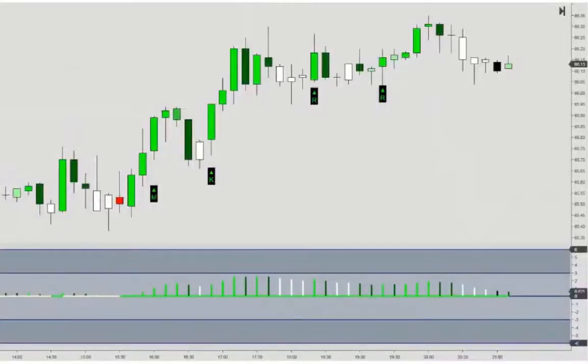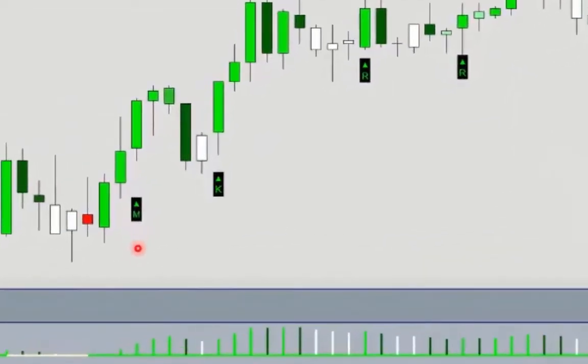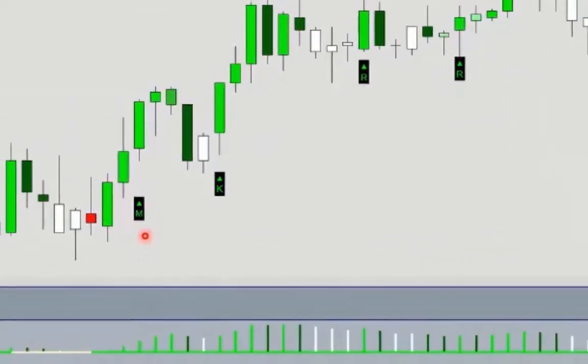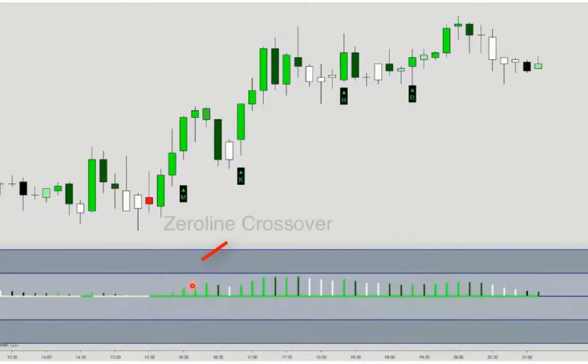Here we see a green zero line to start off with, and that is showing us the major trend, in this example being up. Also, the histogram values here, the midterm perspective, has to be aligned with the major. And so the first trigger that plots here is a momentum signal, M for momentum. And that occurs when the histogram values cross above the zero line.